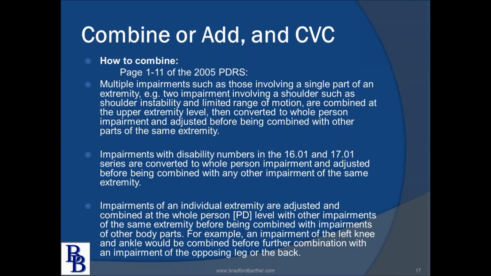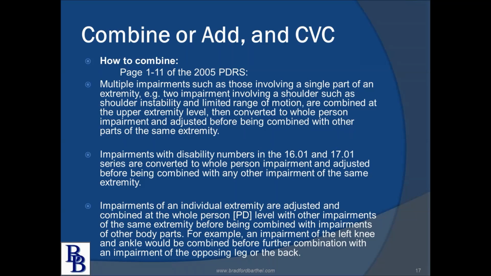Section 1 of the Permanent Disability Rating Schedule gives us some clues, still not completely clearly worded, but it tells us what to do. If there are multiple impairments, such as those involving a single part of an extremity, such as two impairments involving a shoulder, instability and limited range of motion, for instance, we combine those. We combine them at the extremity impairment level. We don't combine them at the WPI level. We combine them at the upper extremity impairment level.